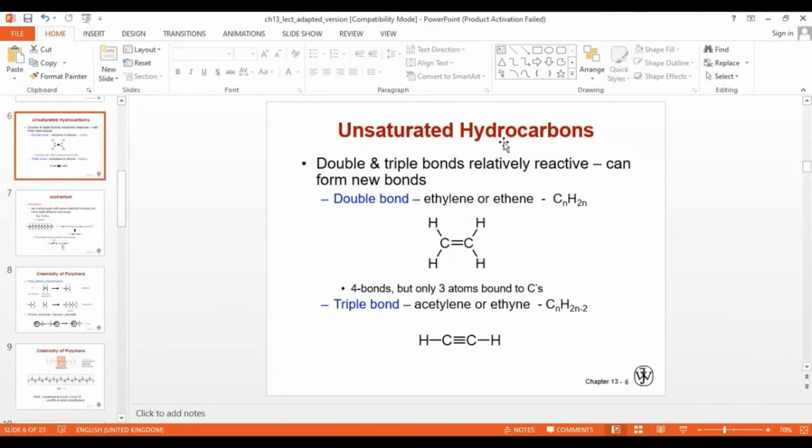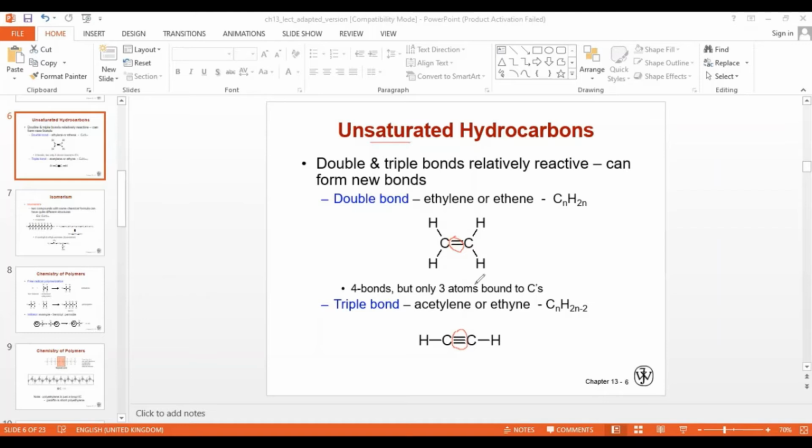Okay, now I have unsaturated hydrocarbons. In the last slide, you saw saturated hydrocarbons. Now we are going to see unsaturated hydrocarbons. Double and triple bonds are relatively reactive and can form new bonds. So the hydrocarbons which have a double bond or triple bond are known as unsaturated hydrocarbons, right?